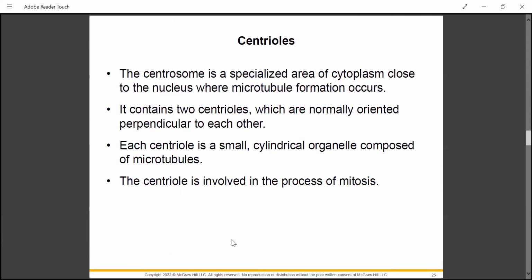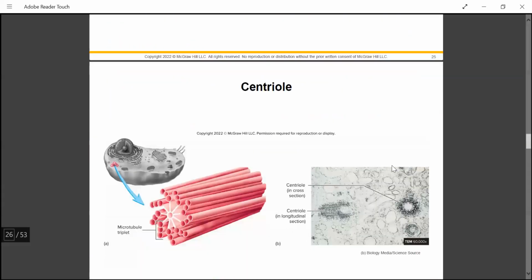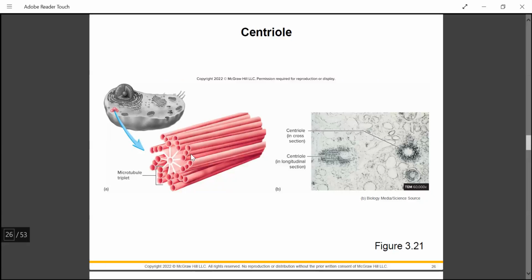Okay, centrioles. The centrosome is a specialized area of cytoplasm. This is found very close to the nucleus where our microtubules actually form. It contains two centrioles, which are typically perpendicular to each other. Each centriole is a cylinder, and it's composed of microtubules. Centrioles are important in the process of mitosis or cell division. You see all the microtubules formed around, and this forms our centriole.